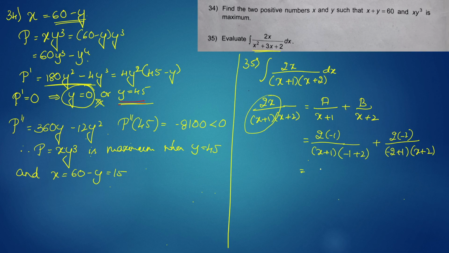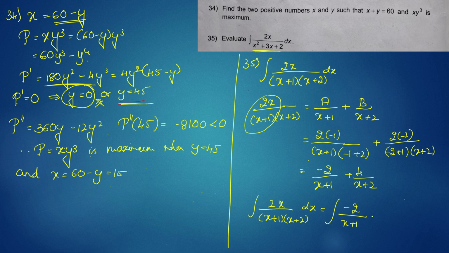So that is minus 2 divided by x plus 1 plus 4 divided by x plus 2. If we integrate this function, we get the integral of 1 by (x plus 1) into (x plus 2) dx, that will be equal to the integration of minus 2 by x plus 1 plus 4 by x plus 2 into dx. So the integration will be minus 2 log of mod x plus 1 plus 4 into log of mod x plus 2 plus constant c. So this is about partial fraction problem.